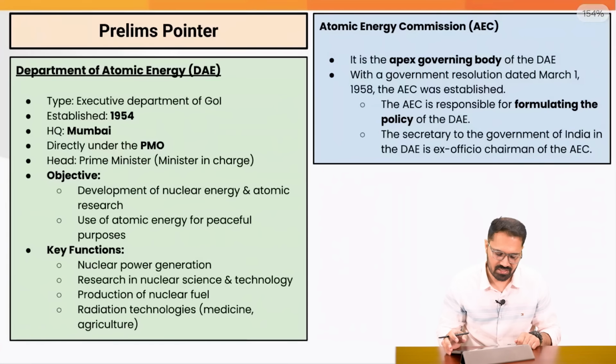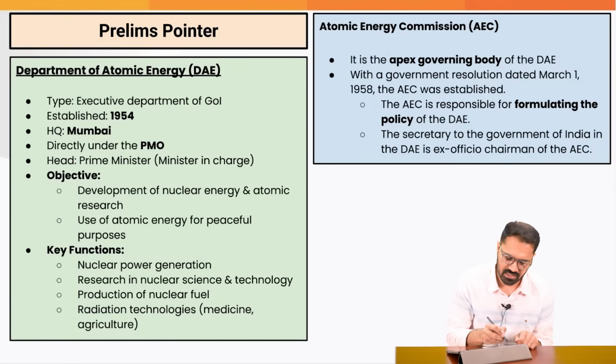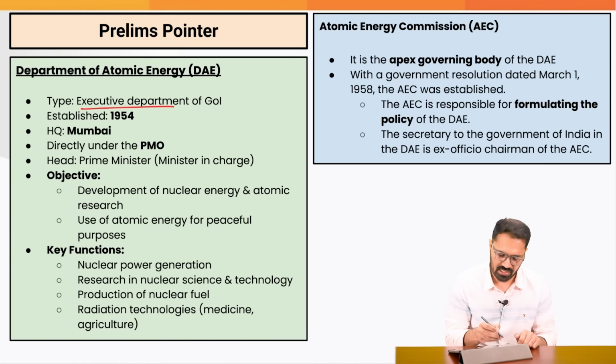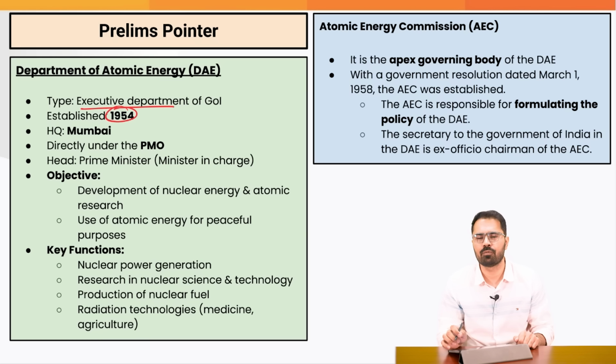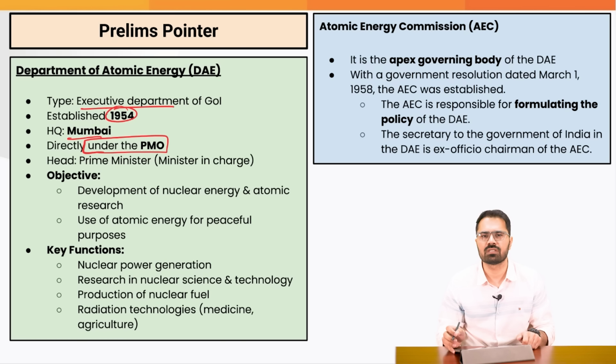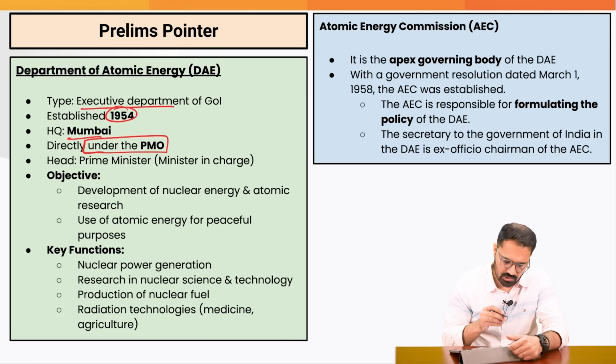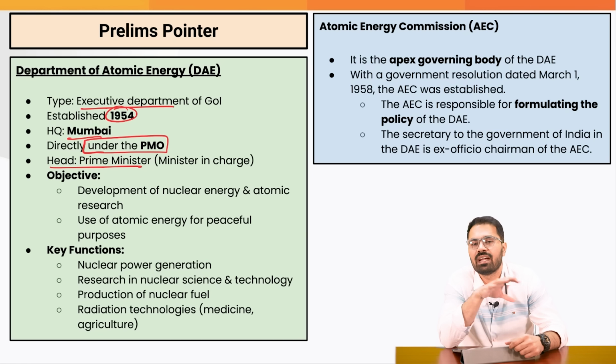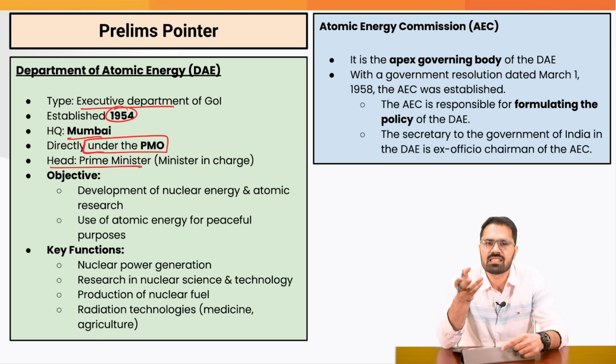Now what we have to remember in this aspect is the Department of Atomic Energy. It is an executive department of the Government of India established in 1954, headquartered in Mumbai. Now it is directly under the PMO, the Prime Minister's Office. This department is also directly headed by the Prime Minister. It is not headed by the President. This can be an exam trap.